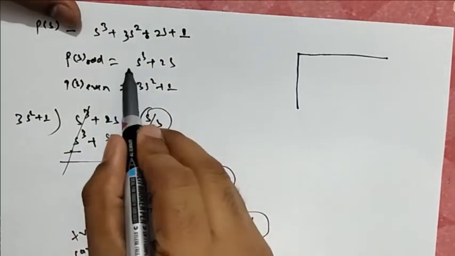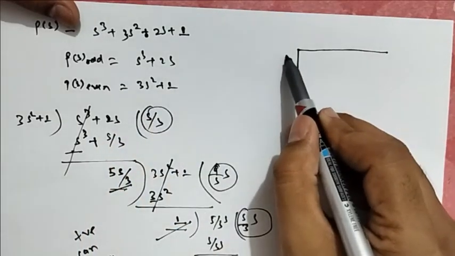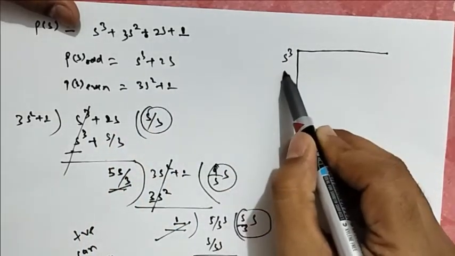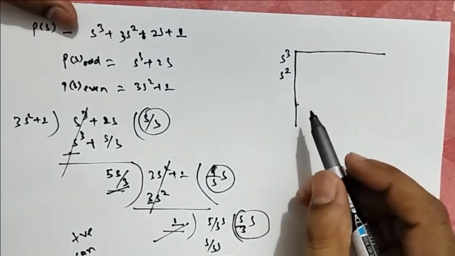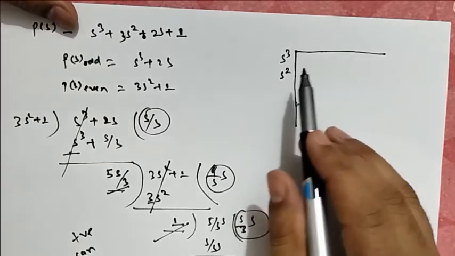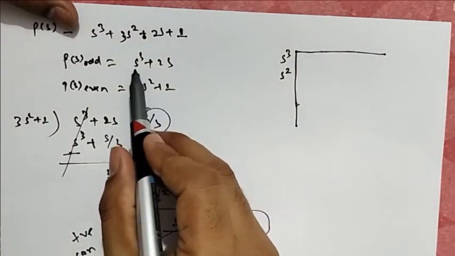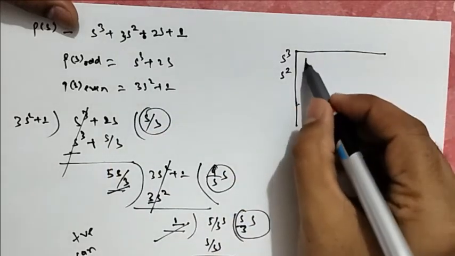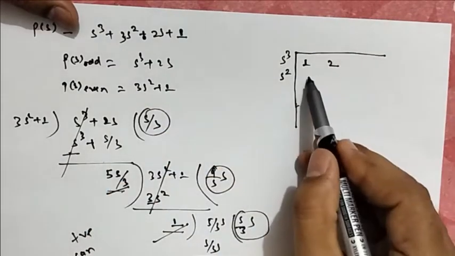We have to take this one odd. If it is the odd, then we are going to take odd. This will be s cube and second will be s square. Just as in the RH criteria, Routh-Hurwitz criteria, we are going to do it in that manner. For s cube the coefficients will be 1 and 2, and this is 3 and 1.